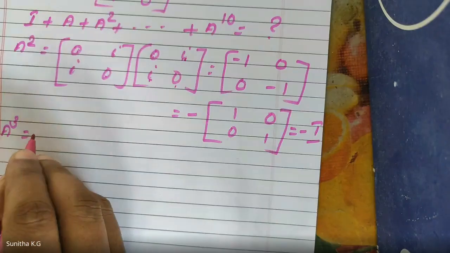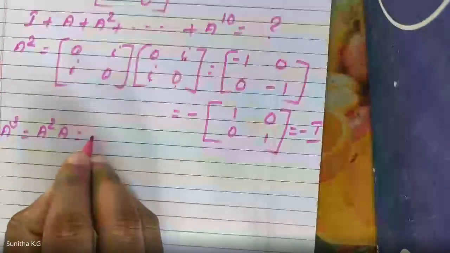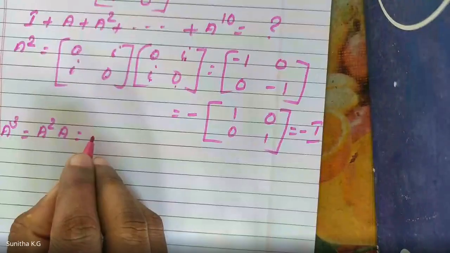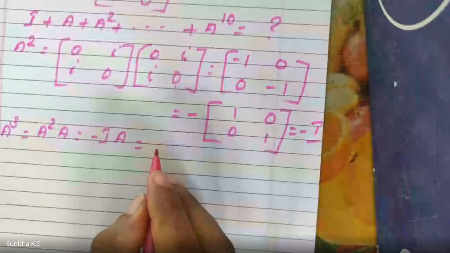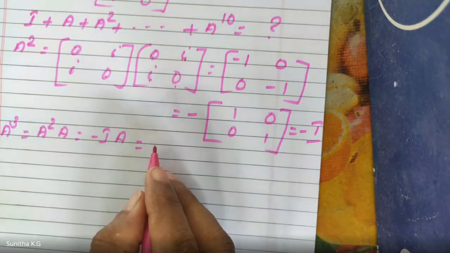Next, just one more question, that is A cube equal to, what is actually A cube? A square into A. What is A square? Minus I. So minus I into A. That's equal to? What is minus I into A? Minus of 1 0 0 1.